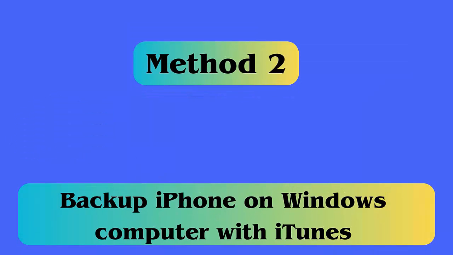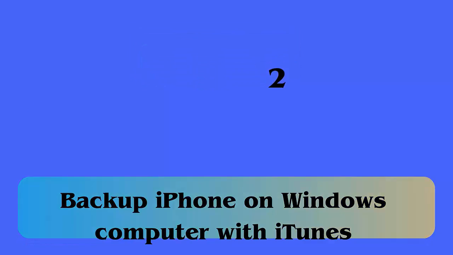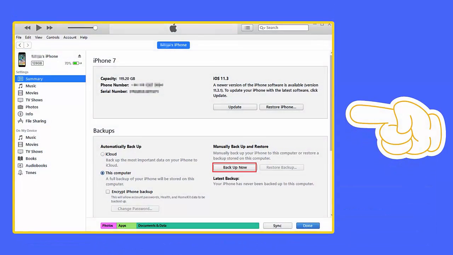Method 2. Backup iPhone on Windows computer with iTunes. iTunes is another way to back up from iPhone to PC without iCloud. Here is how to do. Step 1. Download and install iTunes for Windows. Step 2. Launch iTunes on computer and connect your iPhone to PC. Step 3. Click the icon of your iPhone in upper left, select Summary, Back Up Now.